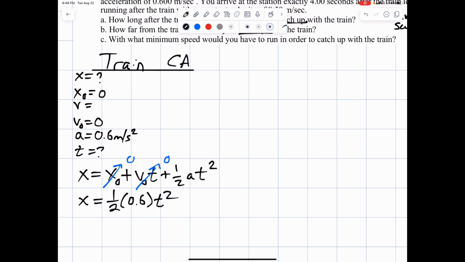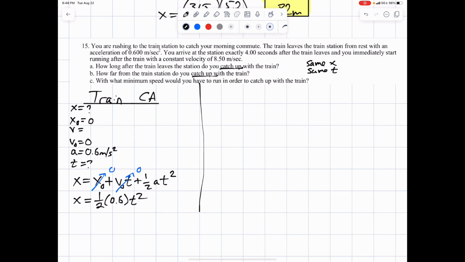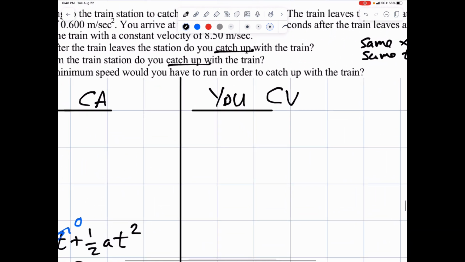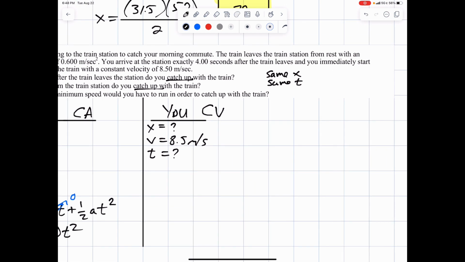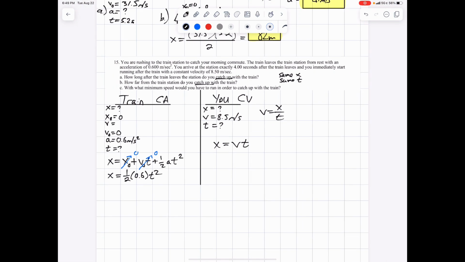Now I'm going to leave that alone for a minute because I'm going to go ahead and put together something for you, because you're running, but you're running now with constant velocity. So you don't have the same list. You just have x, v, and t. Again, you don't know x, and again, you don't know t. They'll be at the same position as the train at the same time, but moving with different kind of motion. Your velocity, on the other hand, is 8.5 meters per second. Well, the only equation that would go with this, of course, is velocity equals position over time. And if we solve for x, it's going to be your constant velocity times time.